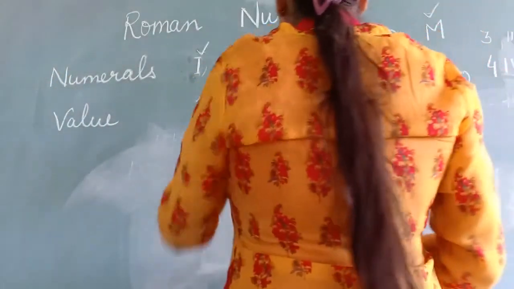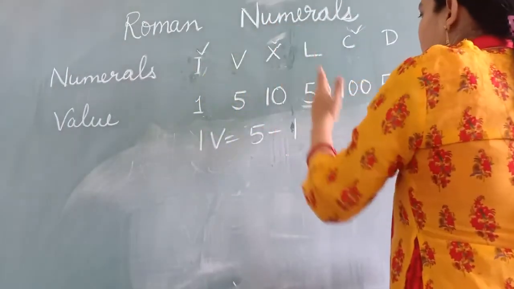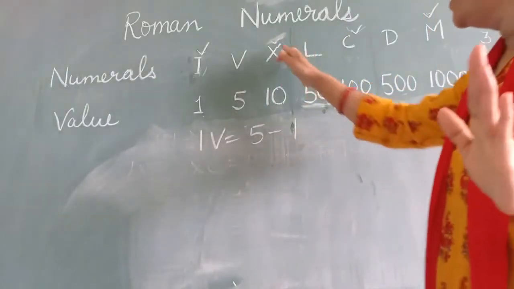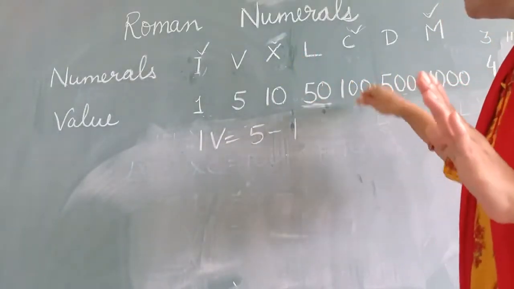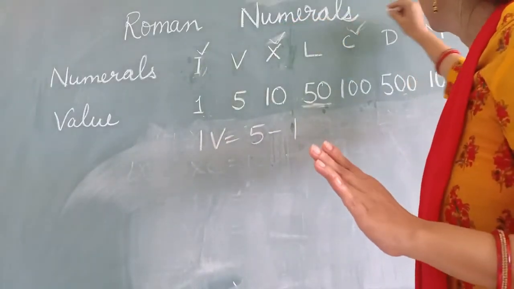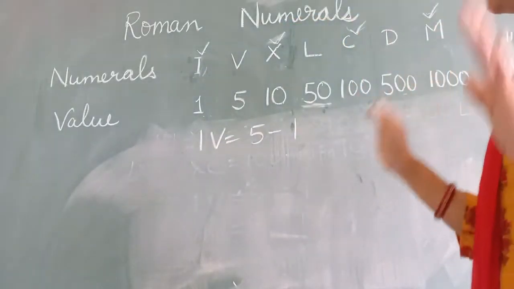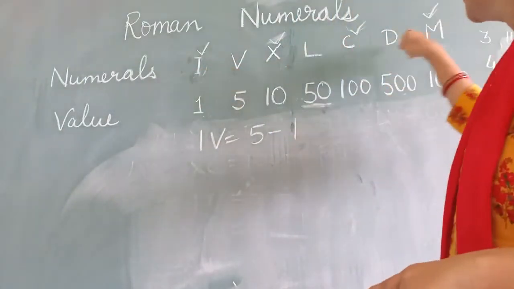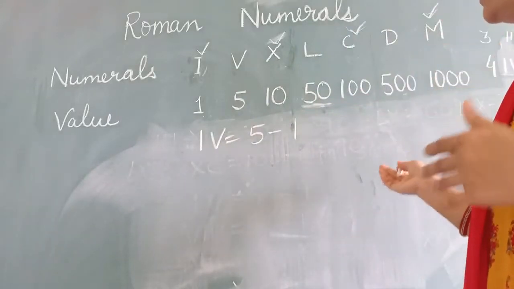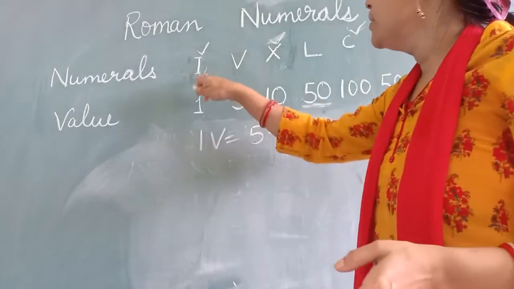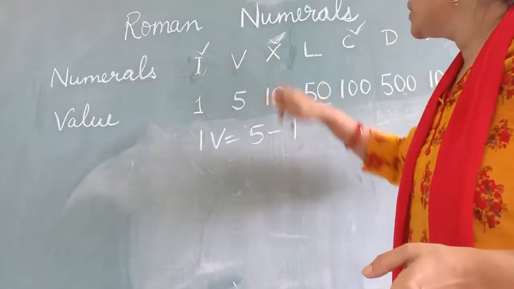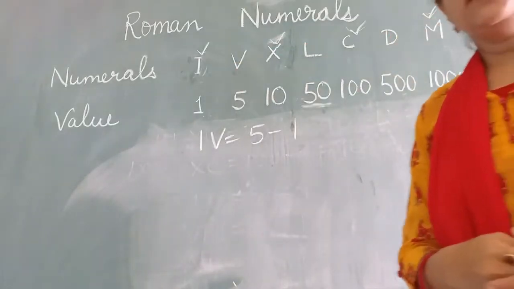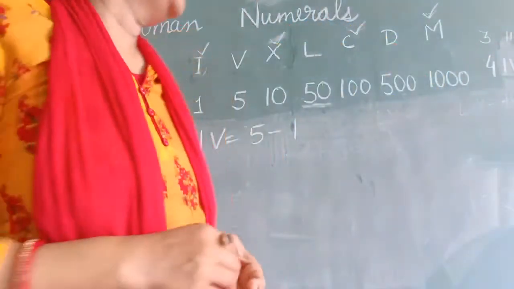Now X can be subtracted from L and C. Finish. The numbers which we repeat are the only numbers we can subtract. Only those numbers which we are repeating can be subtracted from the bigger number. And there is also a rule that I can be subtracted from V and X, X can be subtracted from L and C, and C can be subtracted from D and M. Clear to you? So like that you can write any of the numbers.